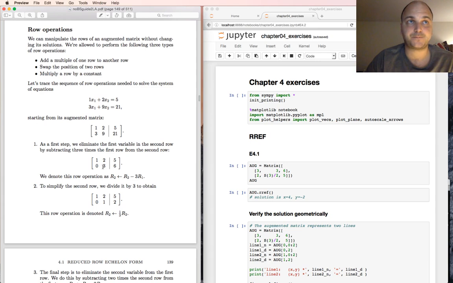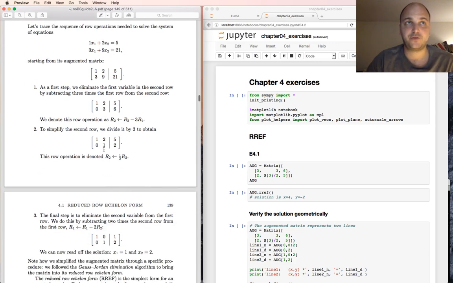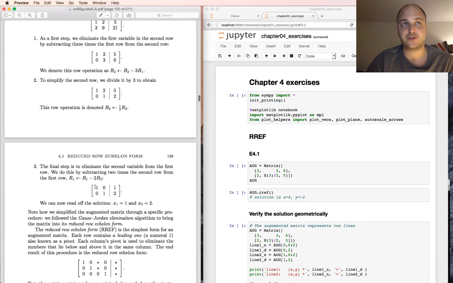You divide by 3. So that's another row operation. You divide by 3 here. And then you want to get rid of this 2, so you subtract this row from this row. Because there's 0 here, that column won't change, so you get the final solution. So x is equal to 1, y is equal to 2.